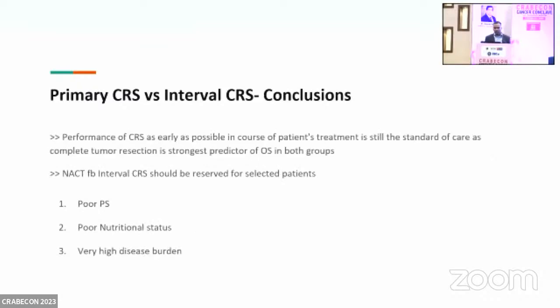So what were the conclusions drawn from these 4 trials? The performance of CRS as early as possible in the course of disease should be the standard rather than interval cytoreduction. Interval cytoreduction you reserve for patients with a poor PS, poor nutritional state, and very high disease burden.